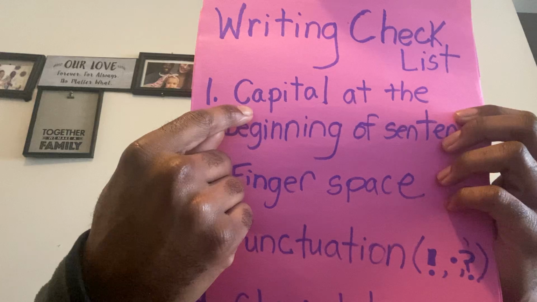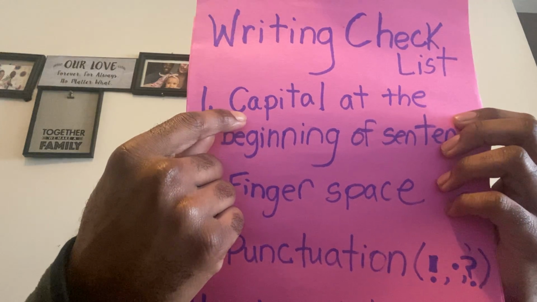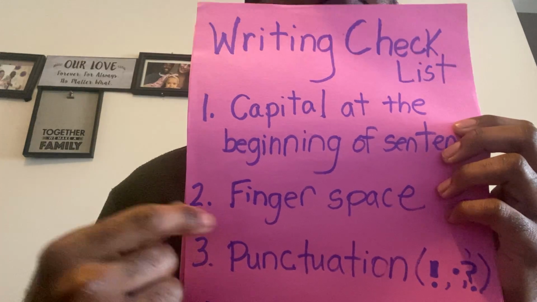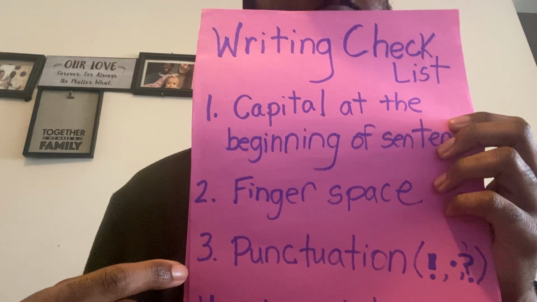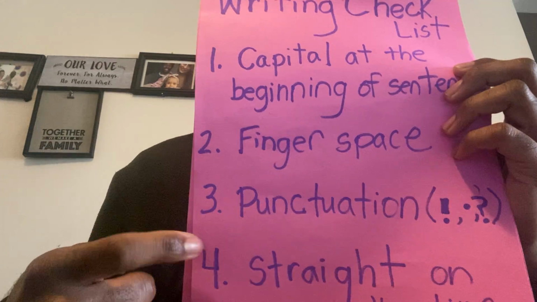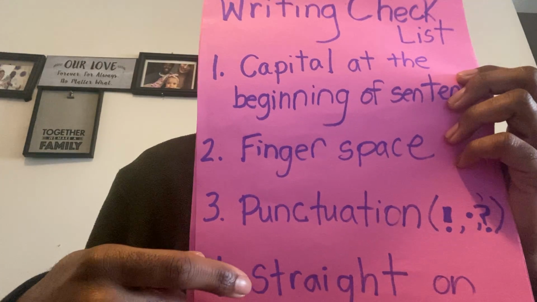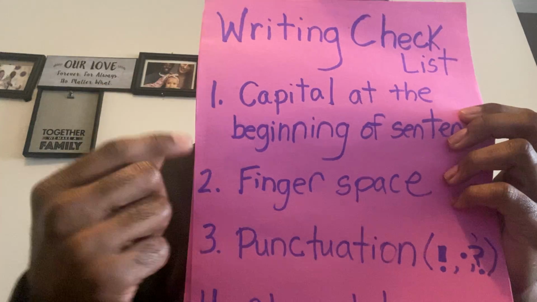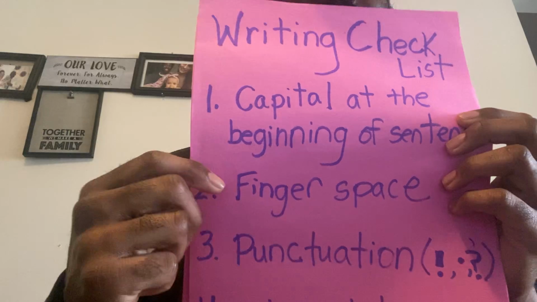If you look at my sentence right here, my first letter is a C and it's uppercase. If you go to sentence number 2, the first letter is uppercase. Same thing for number 3, uppercase P again. And number 4, we have an uppercase S. Whenever you start a sentence, you need an uppercase at the beginning or a capital. That C word is capital.